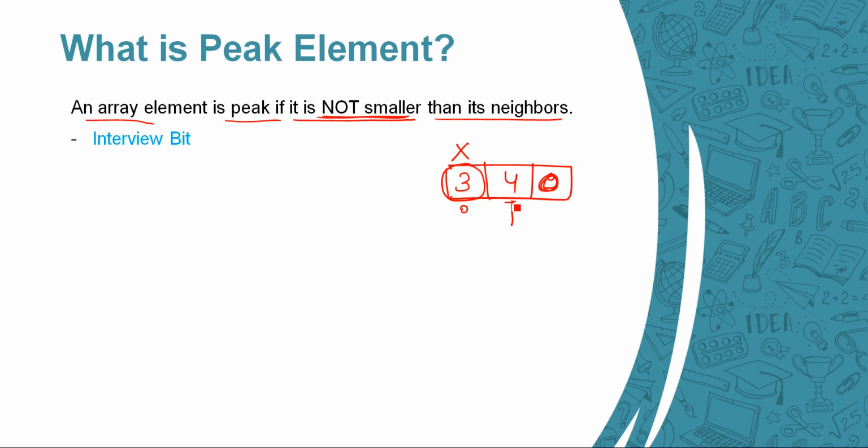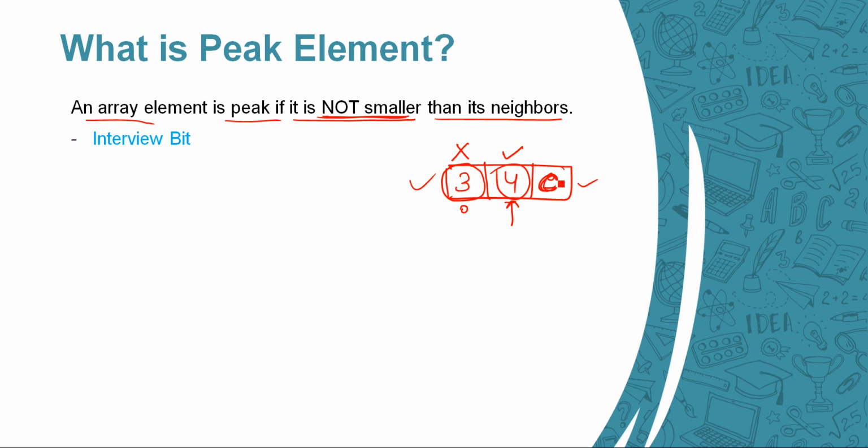Now let's move on to our next element, which is 4. According to the definition, it has 2 neighbors, so we need to compare both neighbors with this element, and again this element should not be smaller. Yes, 4 is not smaller than 3 and 4 is not smaller than 0. So this is our peak element.